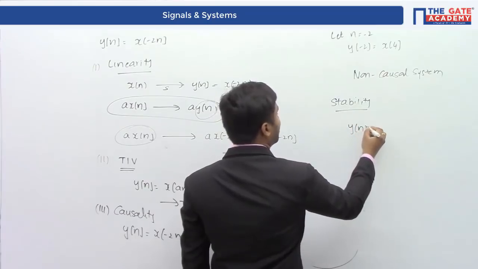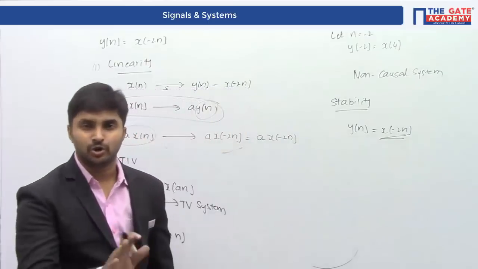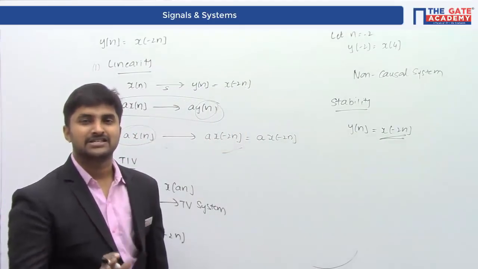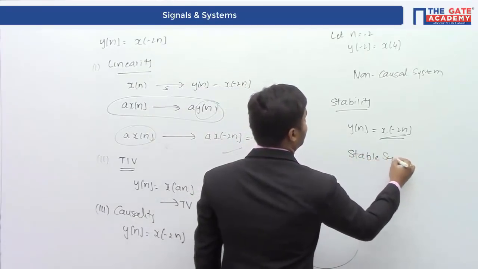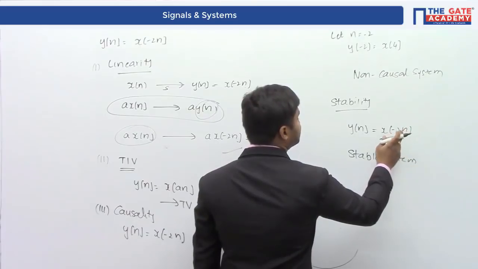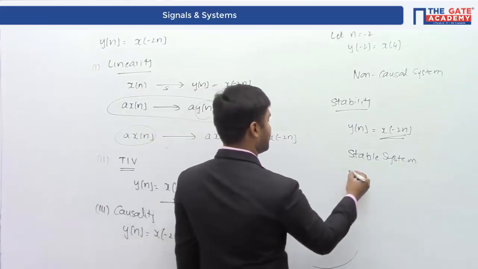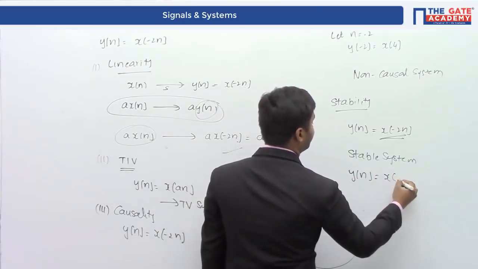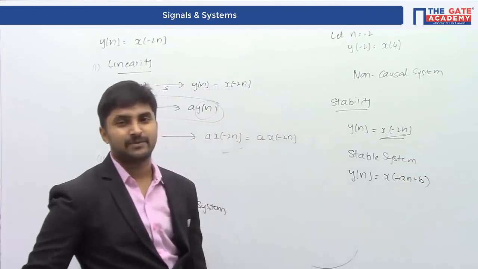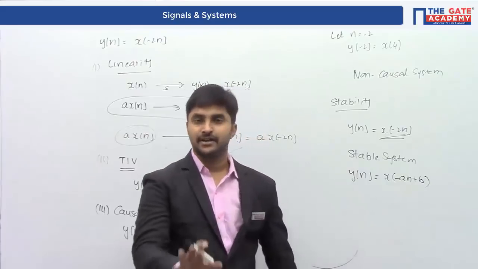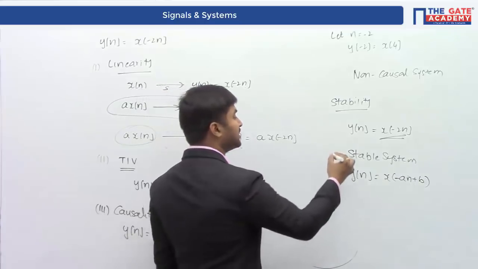If you are doing only time scaling and time reversal operations, the system is going to be stable. If you are doing all three operations, x of minus a n plus b, meaning shifting, scaling and reversal, still the system is going to be stable. So it is a stable system.